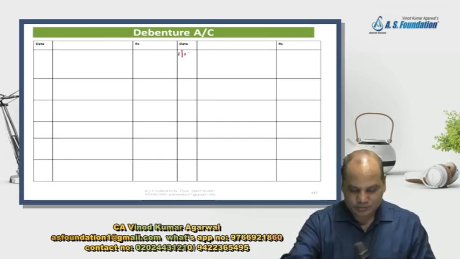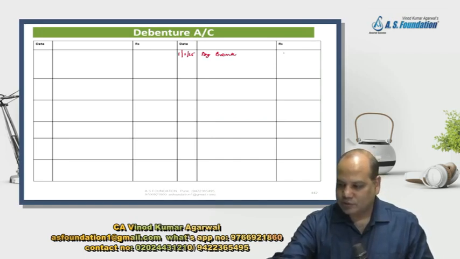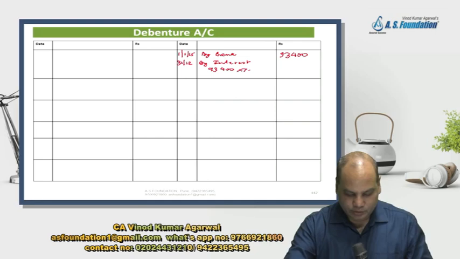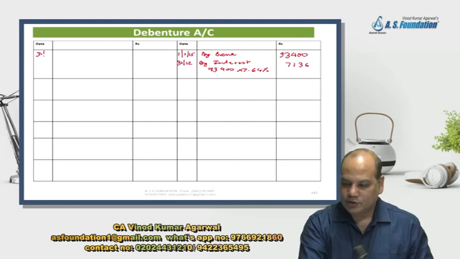1st January 15, by bank. How much have you written? 93,400. And then 31st December 2015, by interest using effective interest rate: 93,400 into 7.64%, that is 7,136. Then 31st December 2015, to bank, coupon payment.